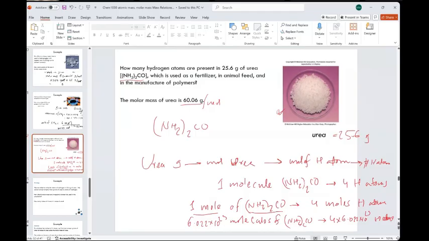So if I say 1 mole of urea, it will be 4 moles of hydrogen. If I say 1 molecule of urea, then it will be 4 hydrogen atoms. Okay.